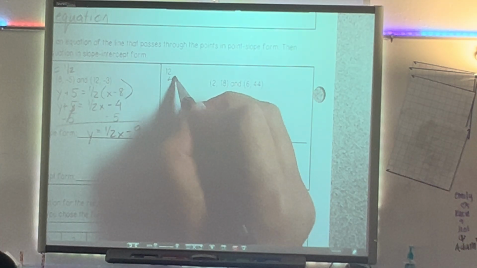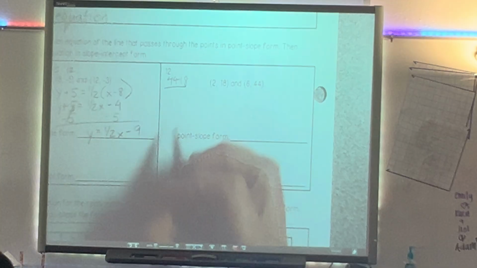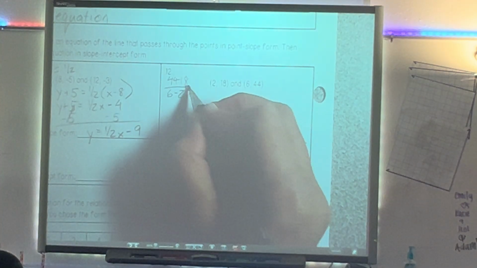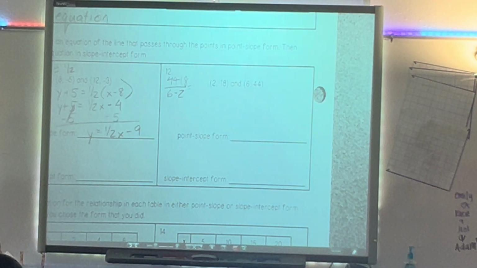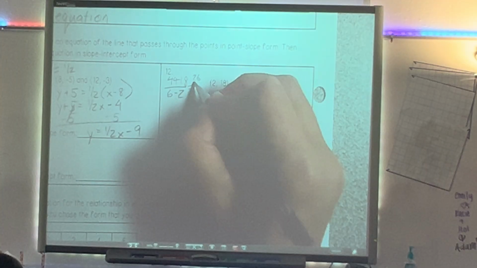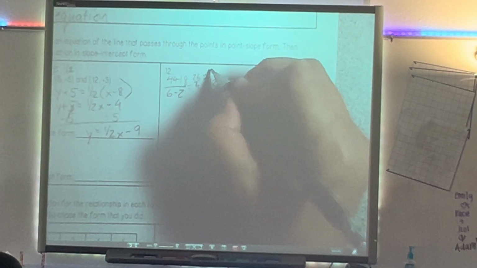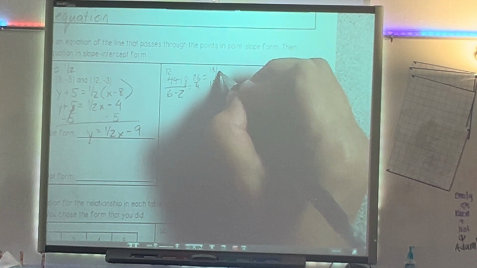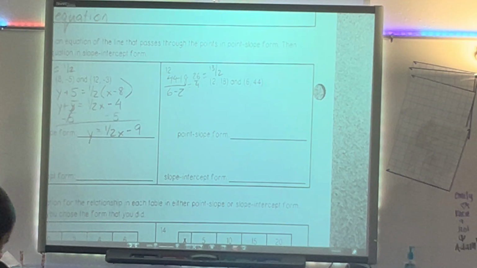All right, here, slope, set it up, Baylin. 44 minus 18 over 6 minus 2. Okay, all right, so then when I do that, 44 minus 18 is going to be 26 over 4, which is going to become 13 over 2. So the only thing that goes in both those is 2. Are we okay there?